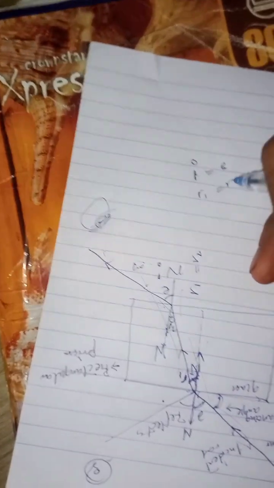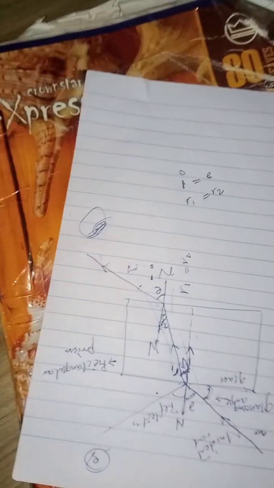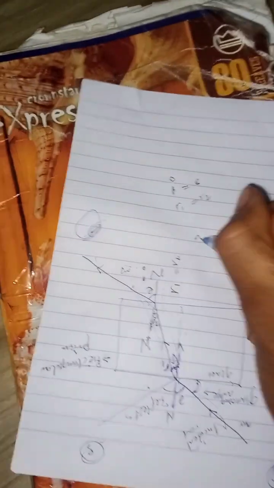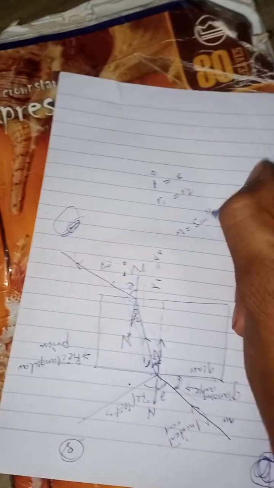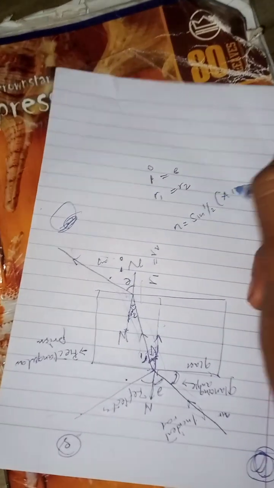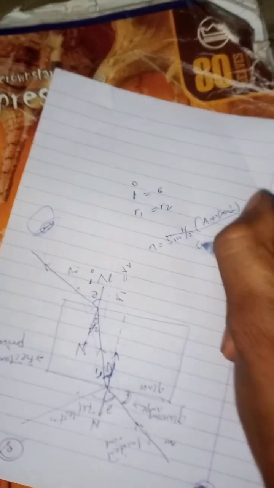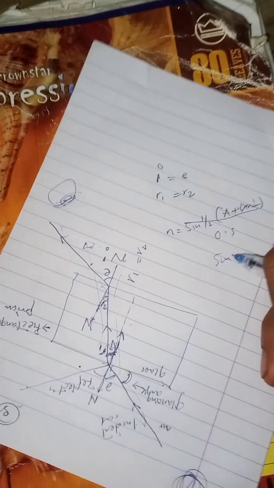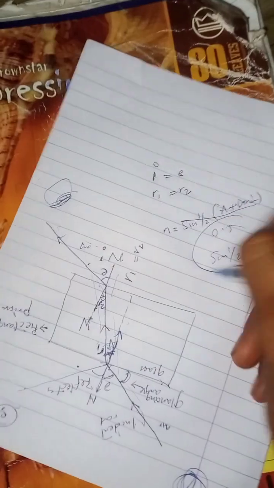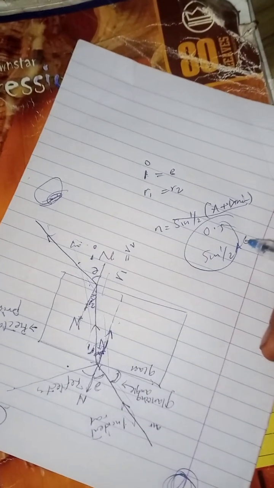Arrow 1 must equal arrow 2. Then we have the prism formula, which is n equals sine of one over two bracket A plus D minimum, over sine of one over two A. For the denominator, A is 60 degrees, so one over two of it is sine 30, which is 0.5.